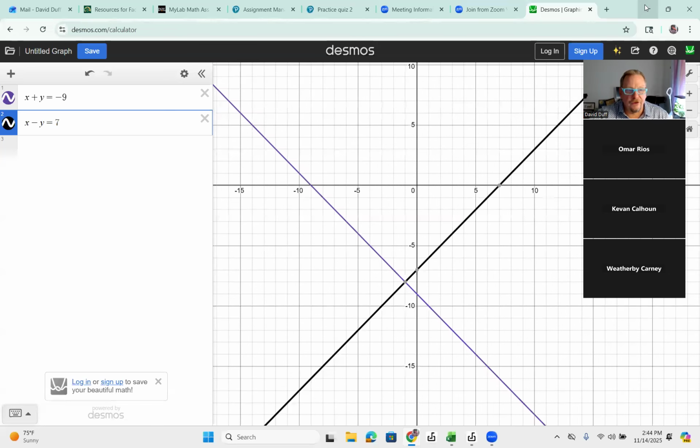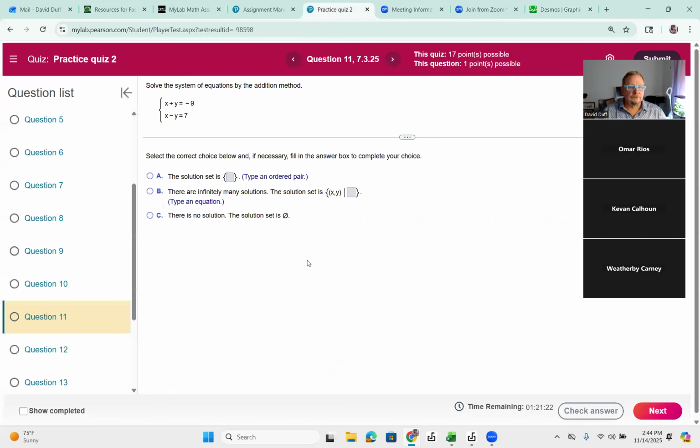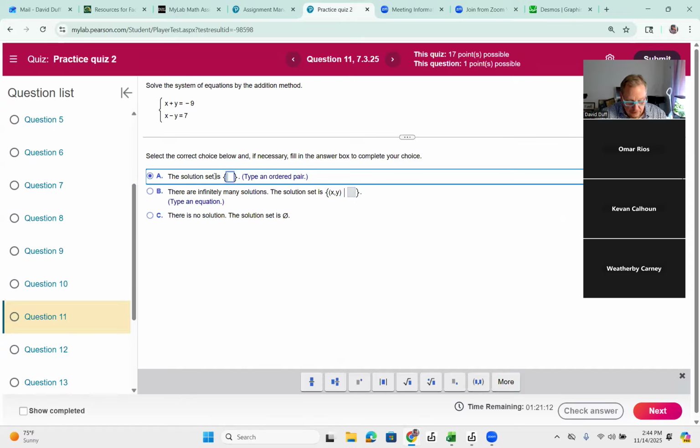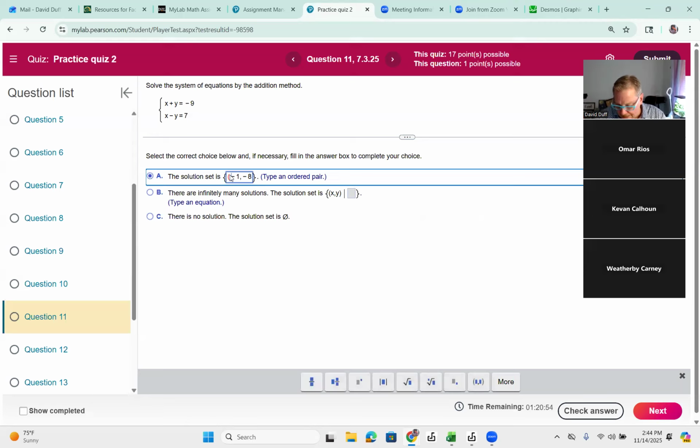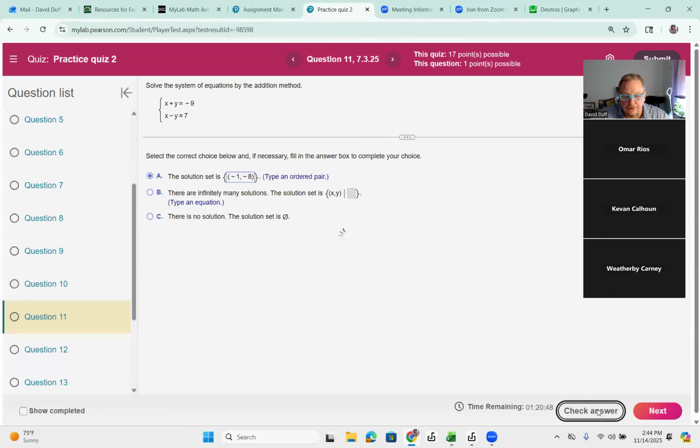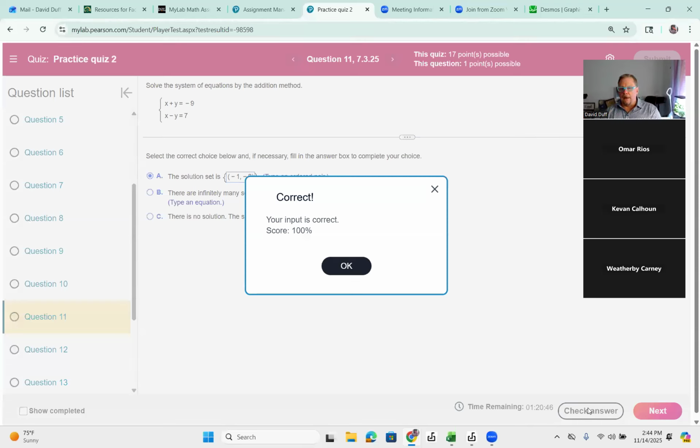So now, the question at hand. Well, we already solved it. Solve the system of equations by the addition method. I'm wondering if they want parentheses here. Like they give us curly brackets, but an ordered pair is really supposed to be in parentheses. So let me check my answer. Okay, so that's problem 11.